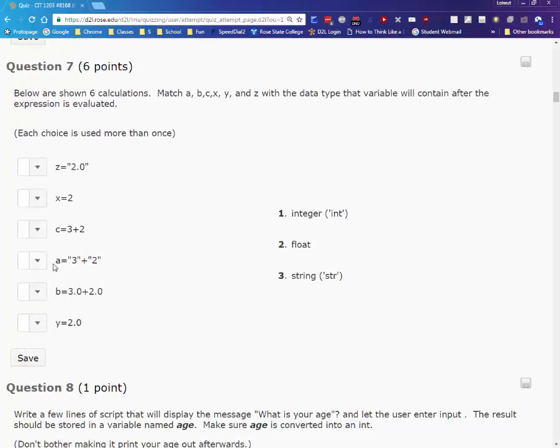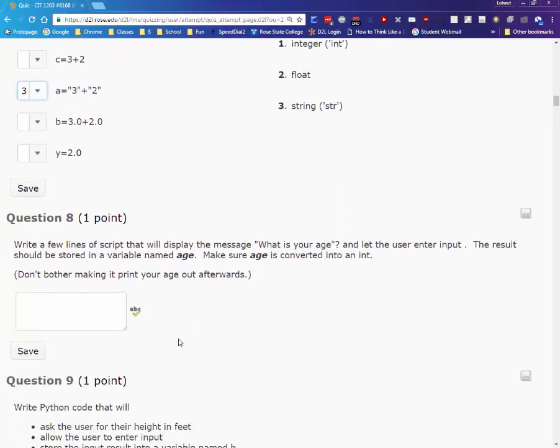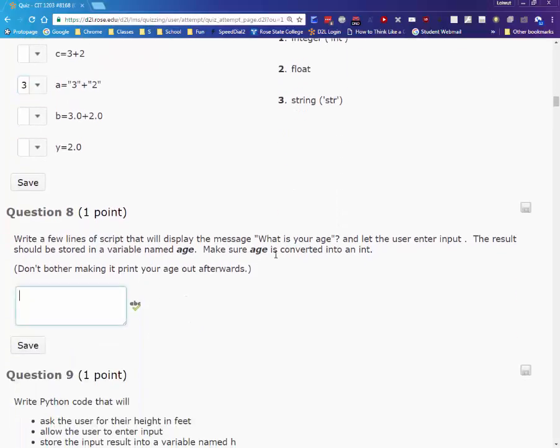Here we need to remember that when you add 2 strings together, it performs concatenation and the result is another string. So the string of 3 plus the string of 2 is another string. I think everybody got pretty much all the others correct. Here a lot of people had a little more trouble on this one than they should have.